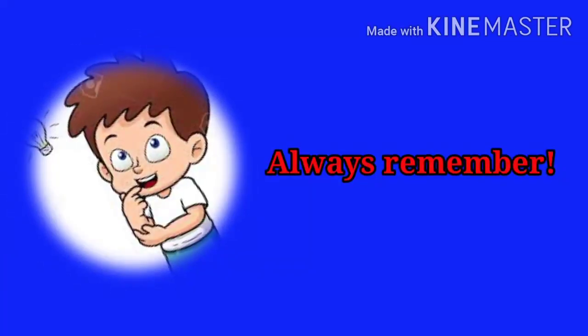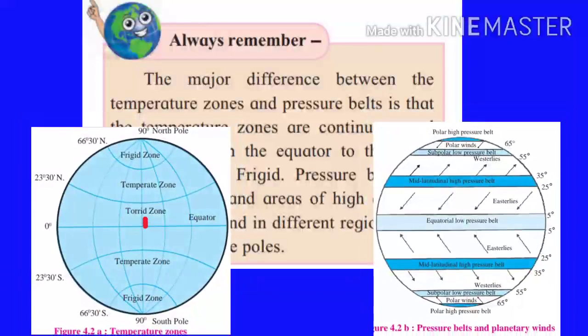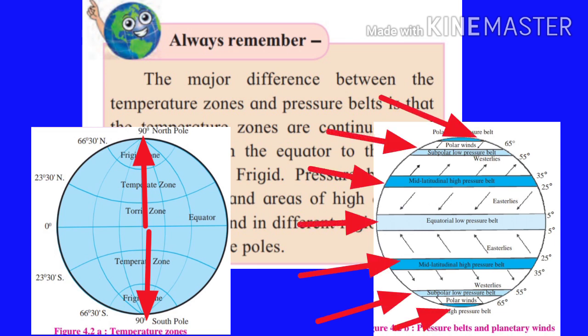Always remember, the major difference between the temperature zones and pressure belts is that the temperature zones are continuous and are spread from the equator to the poles from torrid to frigid. Pressure belts are not continuous and areas of high and low pressure are found in different regions from the equator to the poles.